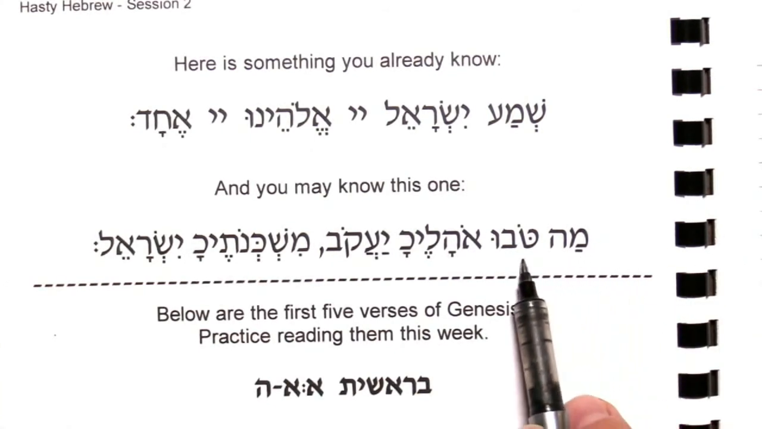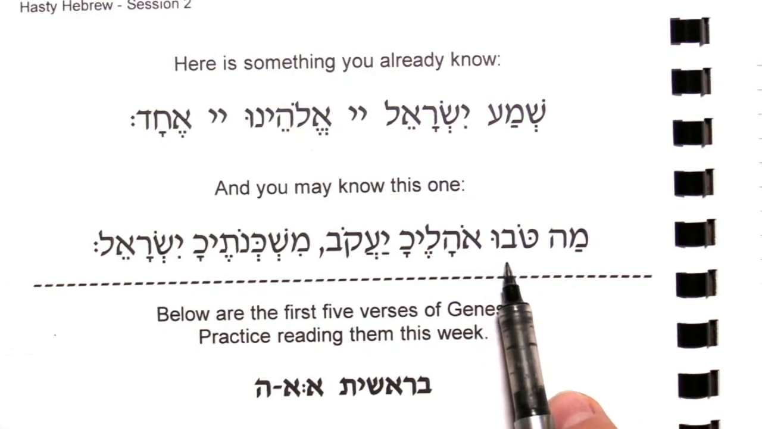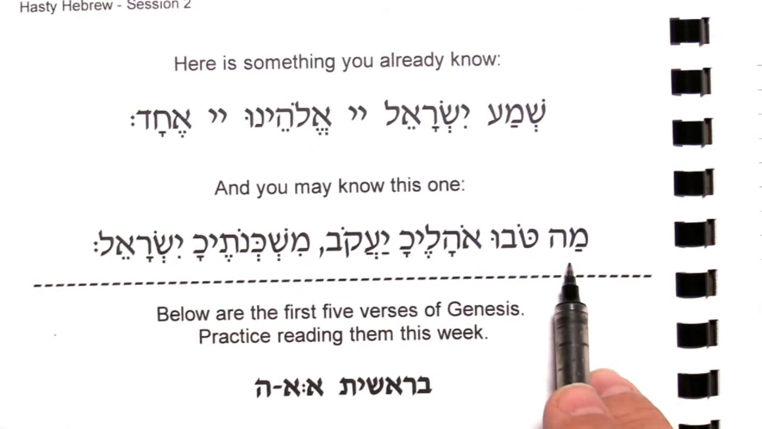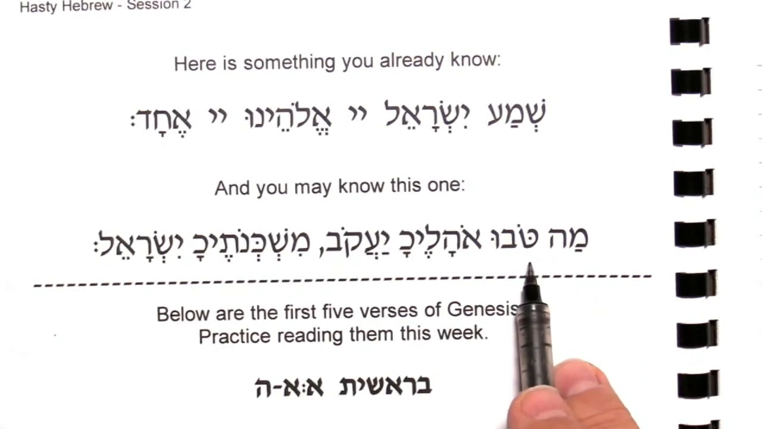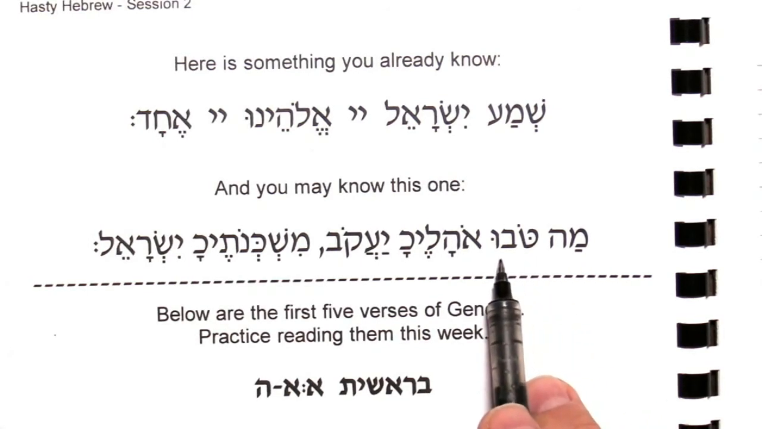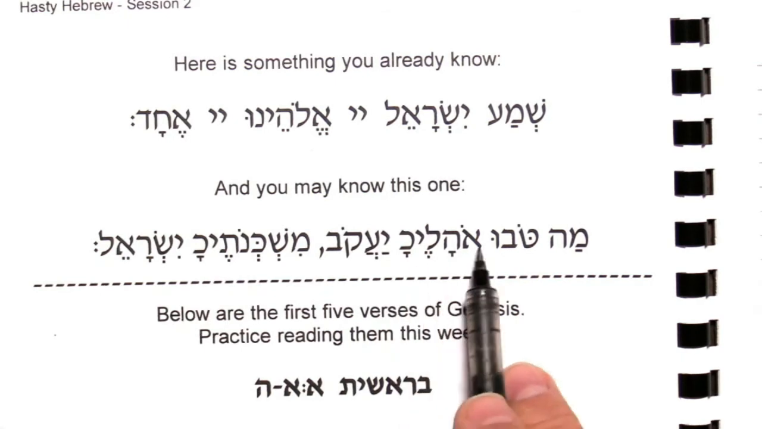Okay? Now, this is another part of the prayer service, if you are familiar with the synagogue service. This is called the Ma Tovu. This comes from the book of Numbers. And these are actually words that Balaam spoke. He was hired to curse Israel, but when he opened his mouth to speak, blessings came out. And this is Ma Tovu Elohecha.